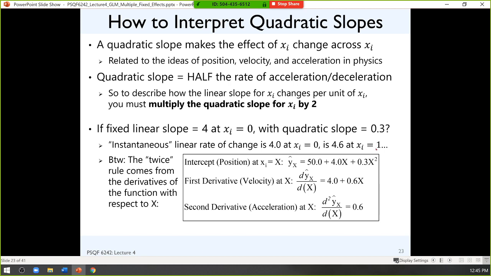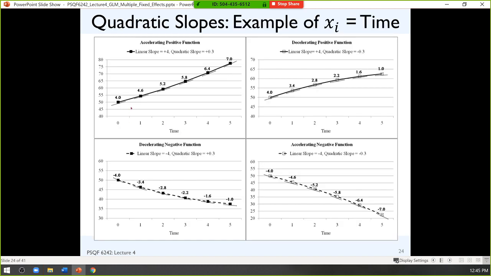So this quadratic coefficient in the linear equation here works out to be half the rate of acceleration or deceleration. So to get what the actual rate is, you have to multiply it by 2. And Cyril says, yes, so 0.3 times 2 is 0.6. Exactly. So if we play this out, the slope of x, which is time in this picture, the predictor, is 4 at time 0. That slope itself becomes more positive by 0.6 for every unit time. So the slope was 4, now it's 4.6, now it's 5.2, now it's 5.8.